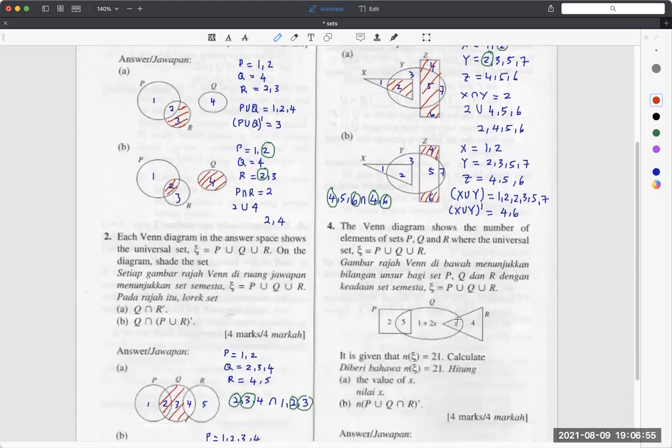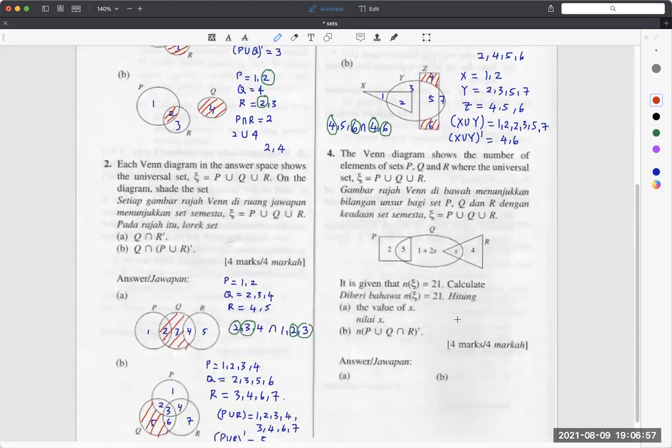Okay, one last example. Number 4. Okay, this is a bit different. Here we need to find the value of X dulu. Kita kena cari value of X dulu. Given that this P, Q, and R, the universal set. Okay, so that means universal set tu consists of P, Q, and R.